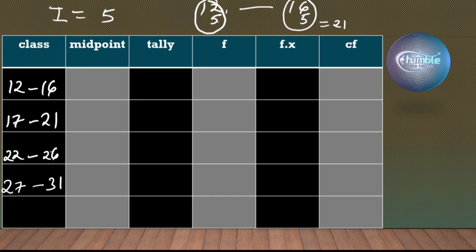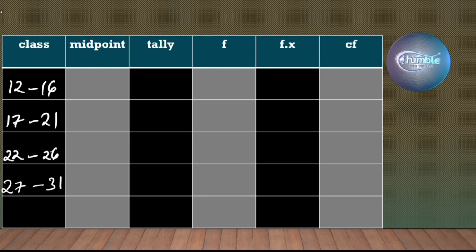And now let us find the midpoints of these particular classes. To get the midpoint of each class, take the lower class limit, add it to the upper class limit, and then find the average. So we're going to have 16 plus 12 divided by 2, which should give you 14. 17 plus 21 divided by 2 should give you 19. 22 plus 26 divided by 2 should give you 24. In short, it is easier after getting the first midpoint to add the class interval that we had already determined. Add the class interval to the previous midpoint, and it will give you the next midpoint. So 14 plus 5 is 19, 19 plus 5 is 24, 24 plus 5 is 29.